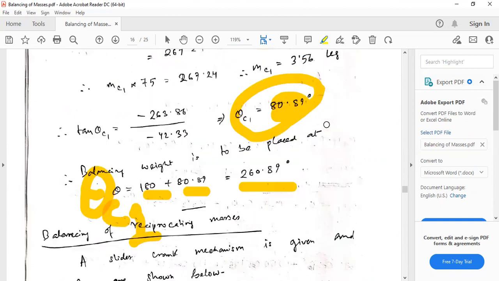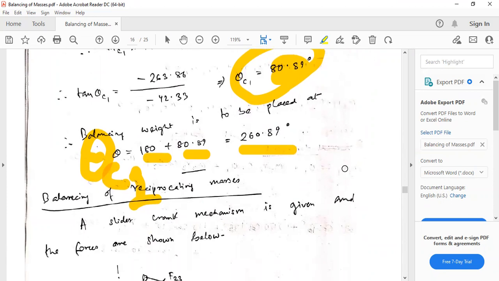So finally, we have found the values of MC1, MC2, theta C1, and theta C2. This completes your numerical. Next, we will discuss balancing of reciprocating masses.